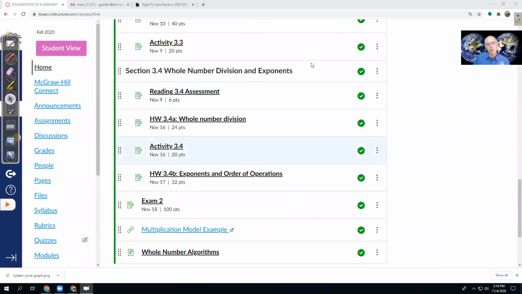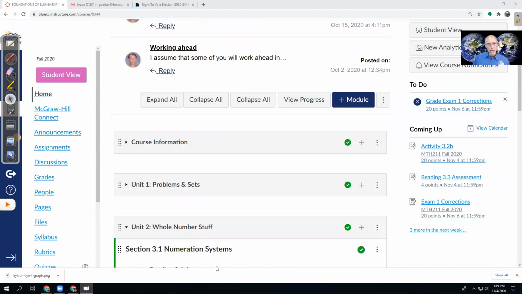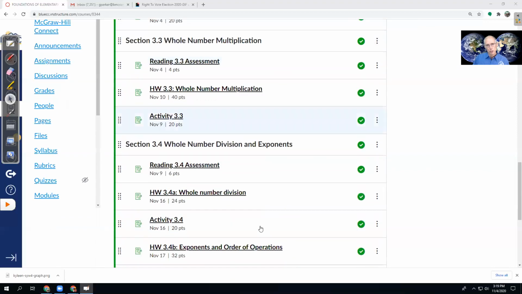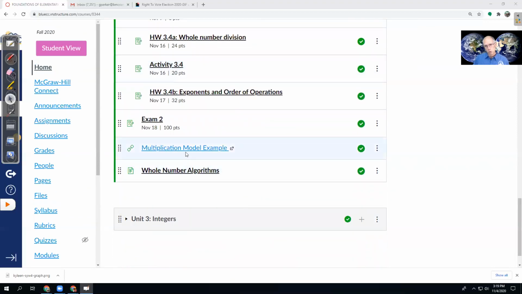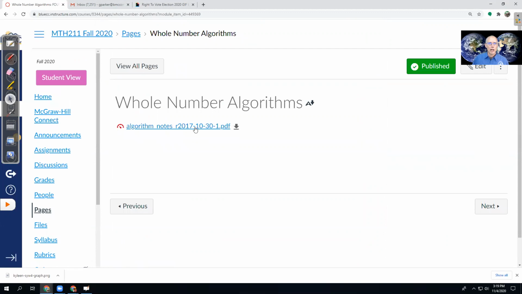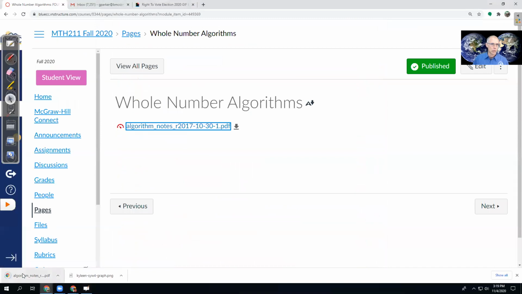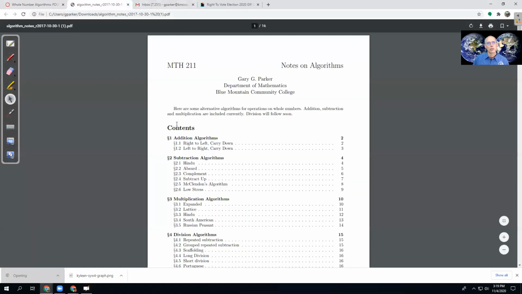At the bottom, if you already had your home page open for the course, at the bottom of Unit 2, you might need to refresh your page. There should be 2 new pages. A multiplication model example I added yesterday, and then whole number algorithms I just added today. Let's take a look at the whole number algorithms. And here I'm linking out to a PDF file that I put together, so you'll have to download it in order to open it.